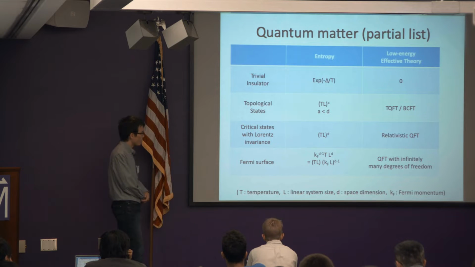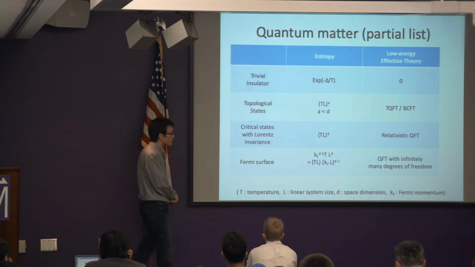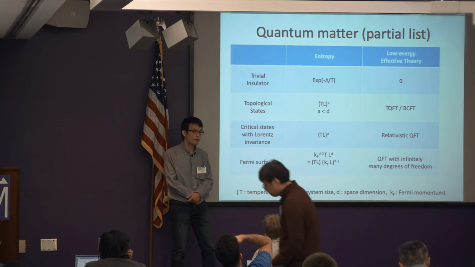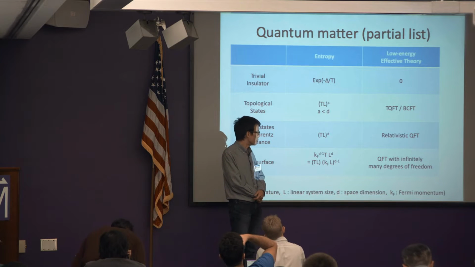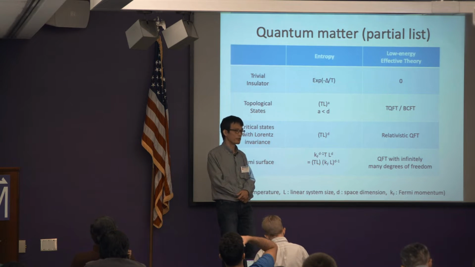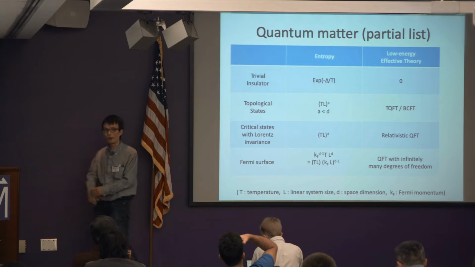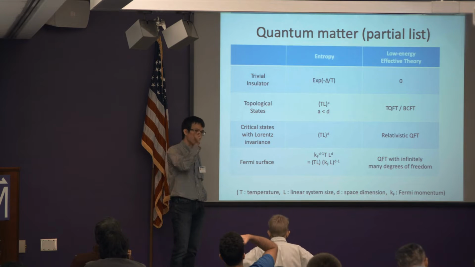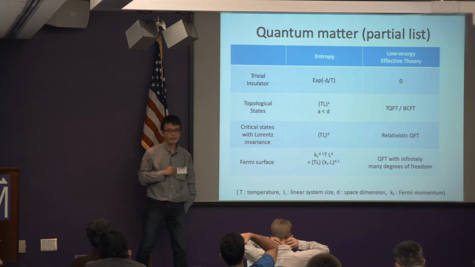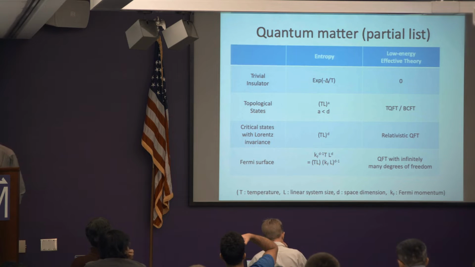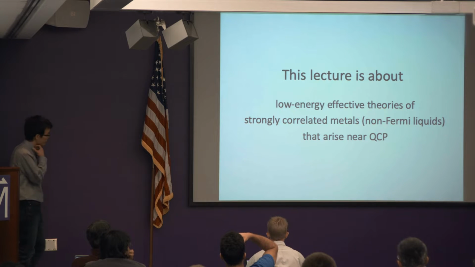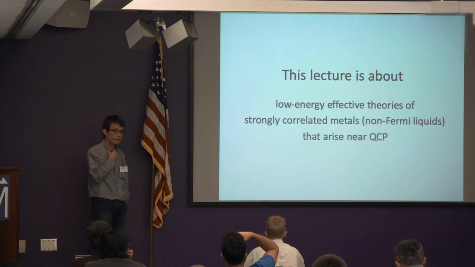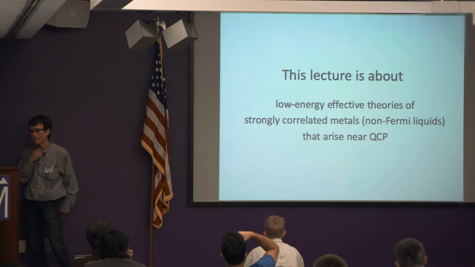So for this reason, the effective theories for systems with a Fermi surface are usually formulated in terms of quantum field theory that includes continuously many gapless degrees of freedom, okay? Where the continuous flavor corresponds to the angle around the Fermi surface. That's one way to think about the problem. And this lecture is about low energy theories for non-Fermi liquids that arise near quantum critical points.